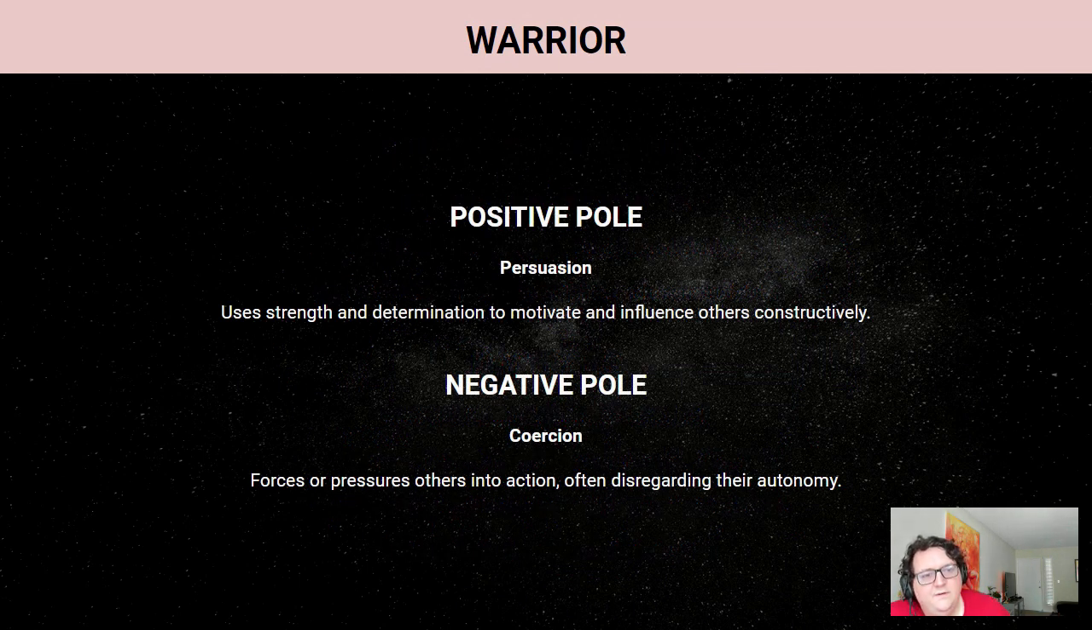The positive pole for warriors in their positive manifestation is called persuasion, where they use strength and determination to motivate and influence others constructively. And the negative pole is coercion, where they force or pressure others into action, often disregarding their autonomy.